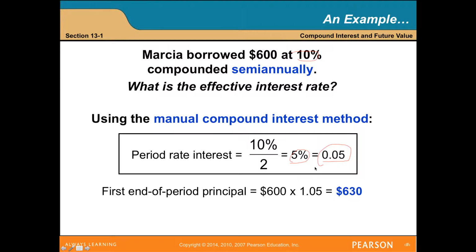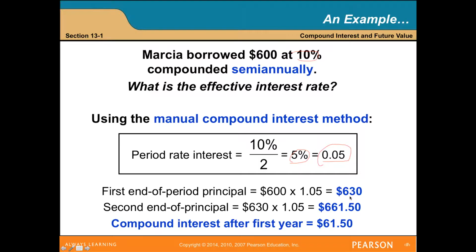First end of period principal: 600 times 1.05 equals 630. Then you take these $630 and multiply it again because it's compounding, times 1.05, which equals $661.50. So the compound interest after the first year is $61.50.